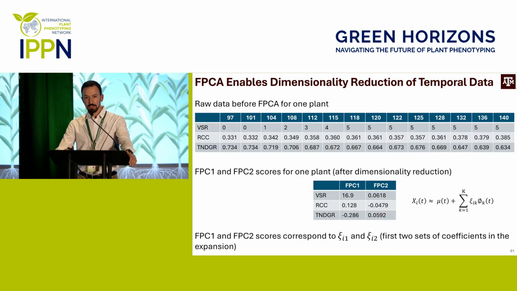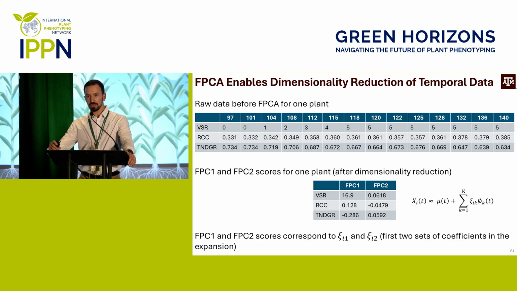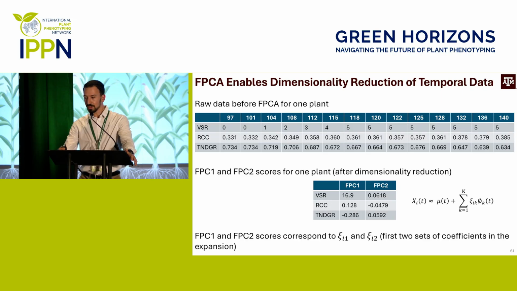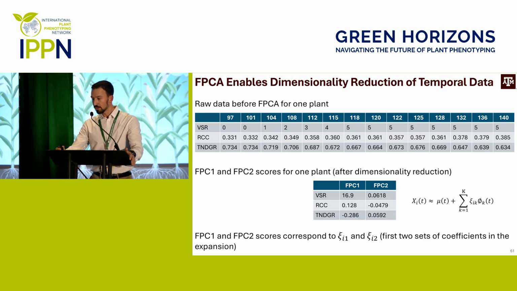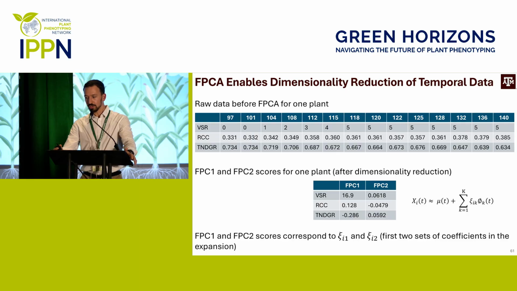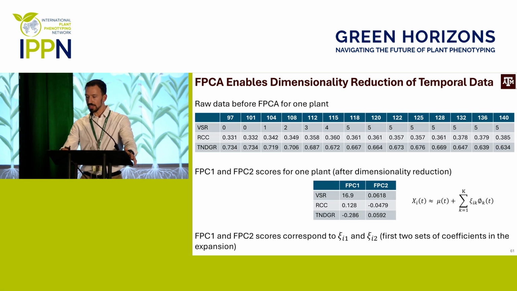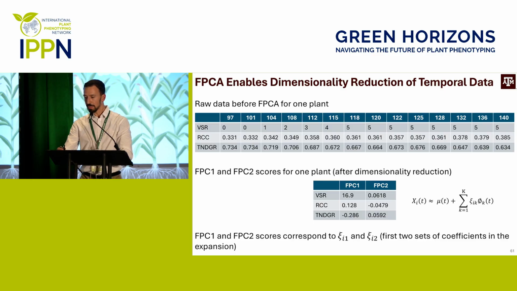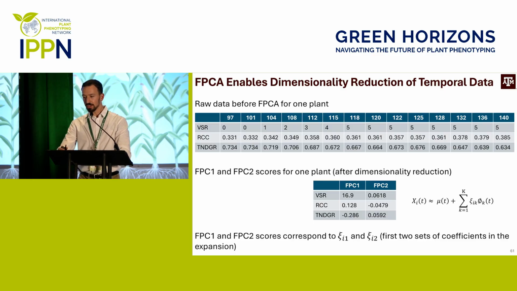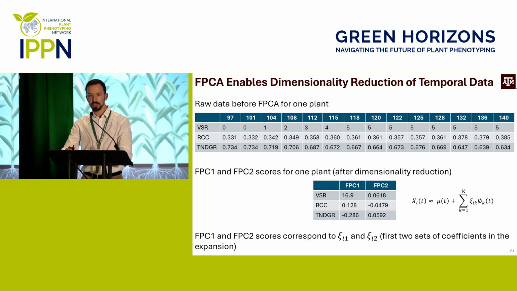So one of the great things about FPCA is that while we're recovering the underlying temporal phenotype, we can also reduce the dimensionality of our function significantly. So this is just what the raw data looks like for an individual plant. Regardless of the metric, we have 14 scores, one for each time point, for each plant. And then after we perform FPCA, in this case, we're going to retain the first and second functional principal component scores. And again, these are the Greek letters xi in the expansion, and those are just telling it how much to deviate from the mean function for that specific plant.